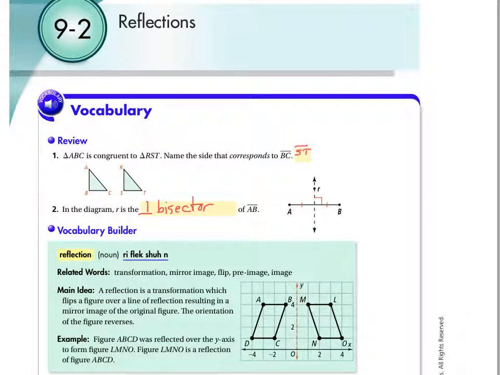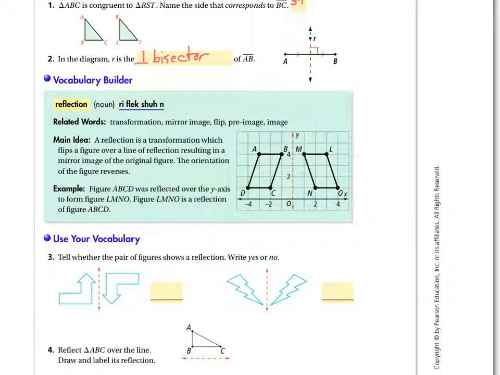All right, so then we're going to look at the word reflection today. You like to call a reflection a flip, but that just describes what it is. It's not the proper terminology, so you're technically not allowed to call a reflection a flip, just to let you know. You must call a reflection a reflection. A reflection is a transformation which flips a figure over a line of reflection, resulting in a mirror image, meaning that the size and shape of the figure has not changed. The orientation of the figure reverses.